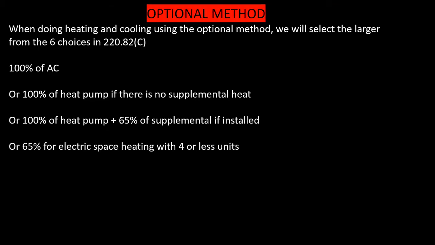Okay, if you're doing electric space heating with 4 units or less, it's going to be 65% of that. So if after totaling that and multiplying it by 0.65, that ends up being a larger load than your AC, then you're going to select it for your load calculation. And you're only going to be required to do 40% of electric space heating when you have 4 or more units.